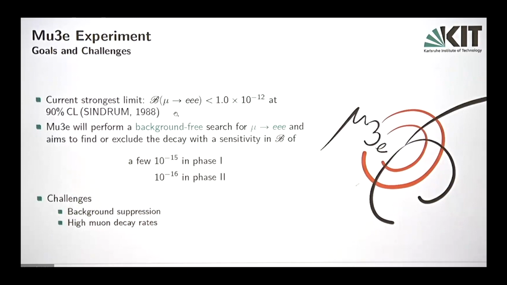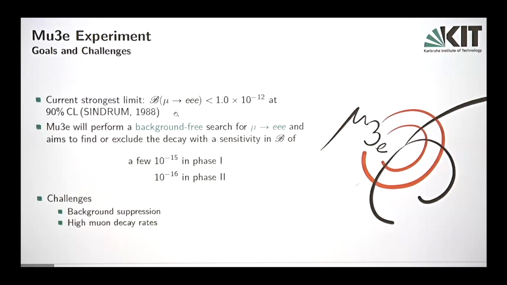One channel to do this is mu to e gamma. The current limit is quite old, 10 to the minus 12. It comes from 1988, and this is the year where I was born. So I am as old as this limit. As you see, it's basically time to repeat this measurement and do it a bit better. We are performing a background-free search for mu to 3e with the Mu3e experiment. We're aiming to find or exclude the decay with a sensitivity in branching ratio of a few 10 to the minus 15 in the first phase and 10 to the minus 16 in phase 2.